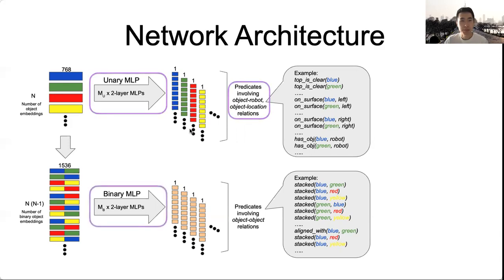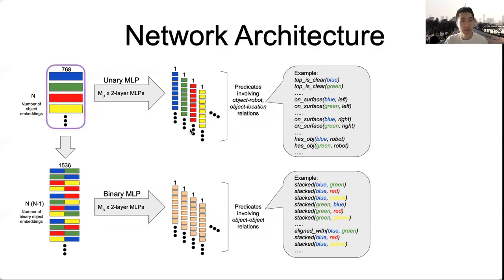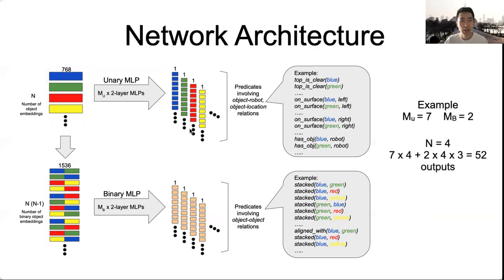The binary MLPs predict statements involving a pair of objects, such as whether object A is stacked on top of object B. The unary MLPs take object embeddings directly, whereas the binary MLPs take concatenations of two object embeddings. Note that the design of our network enables generalization to an arbitrary number of query objects without retraining. As shown here, the number of outputs can change adaptively with the number of query objects.